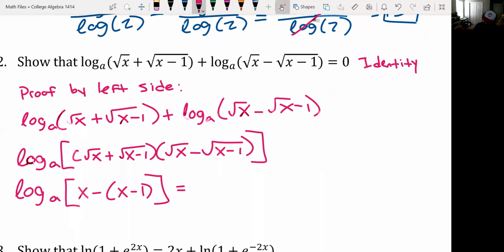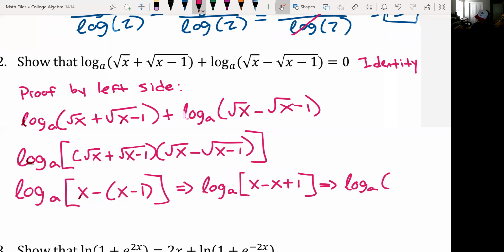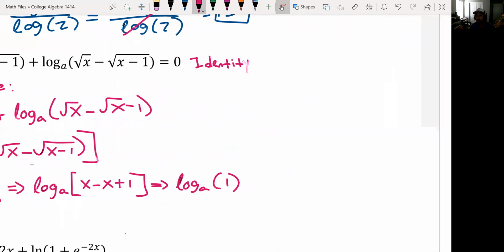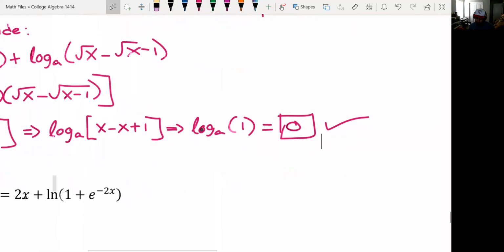Which means that this becomes log base a of x minus x plus 1, which becomes log base a of 1. And if you scroll back to the very first page, the log of 1, no matter what the base is, is always 0. There you go. So we have proven that that whole expression on the left side is equal to 0. Whew. That's how you do identities. You'll see those in pre-cal.